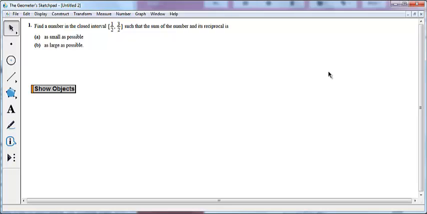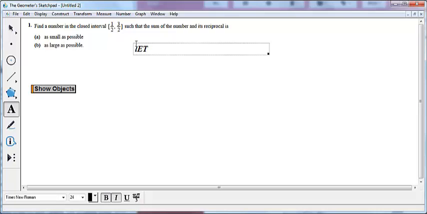Hello, I've just been asked to do number 1 of session 4.5, and the question says, find a number in the closed interval between 1/2 and 3/2 such that the sum of the number and its reciprocal is A, as small as possible, and B, as large as possible. Now, the first thing that occurs to me is that after we've talked several times about reciprocal, it's kind of hard to think about what we mean by that.